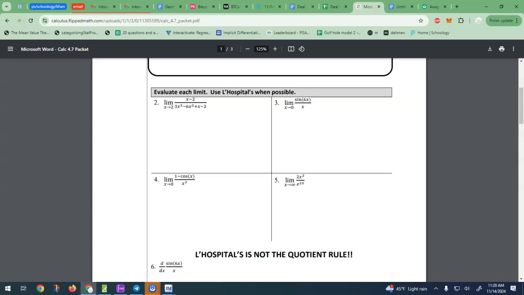Now I'm able to plug in without getting stuck. If I put 0 here, cosine of 0, the x value at 0 degrees, is 1, right? 1 times 6 is 6. And then 6 over 1 is just 6.